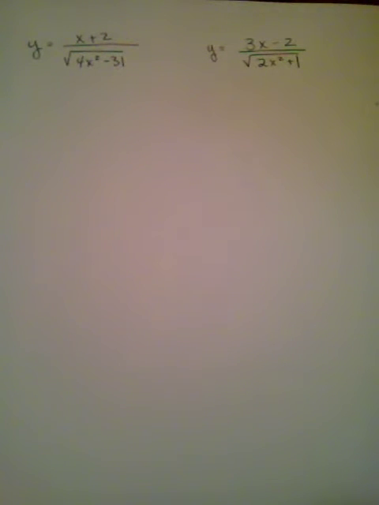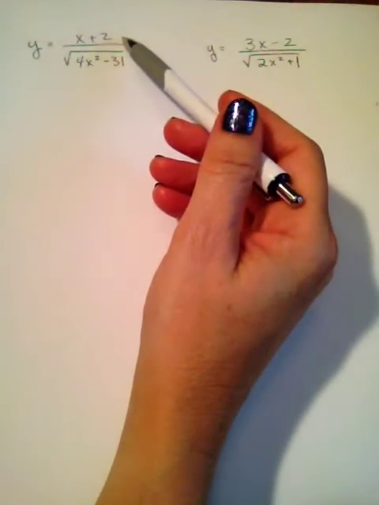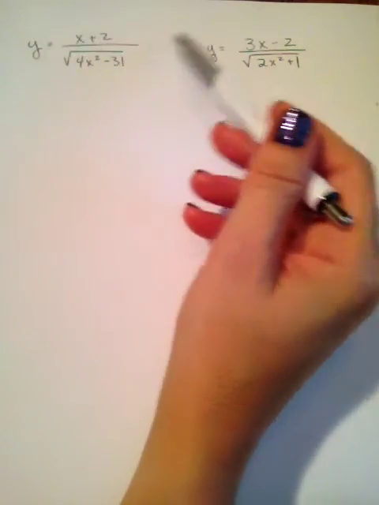These two problems are slightly different from the previous problems because we're no longer dealing with a polynomial divided by a polynomial. We have a polynomial in the numerator, but we have an irrational function in the denominator. So the question is, do the same methods work? And the answer is yes.